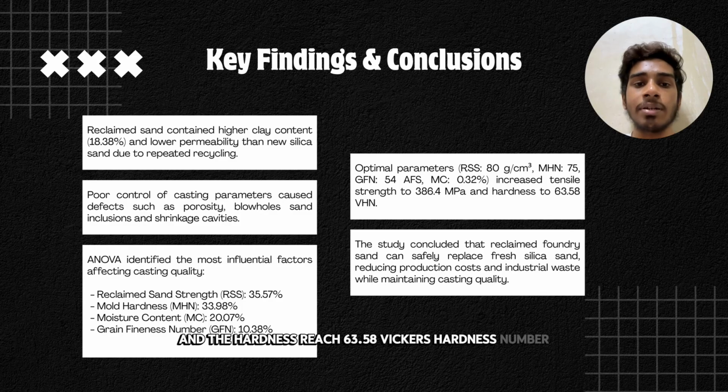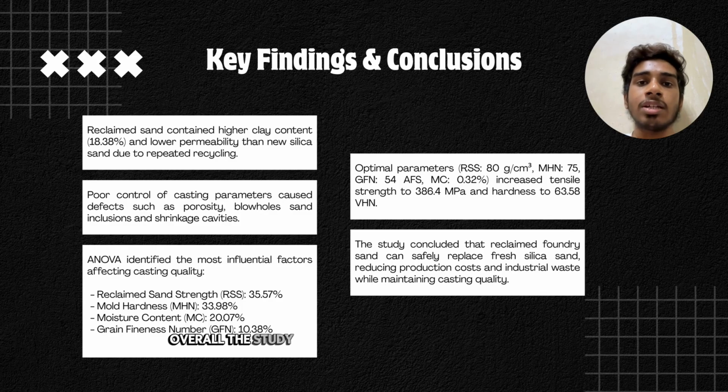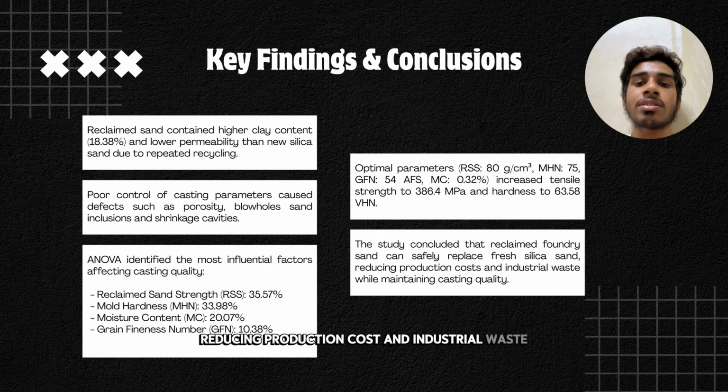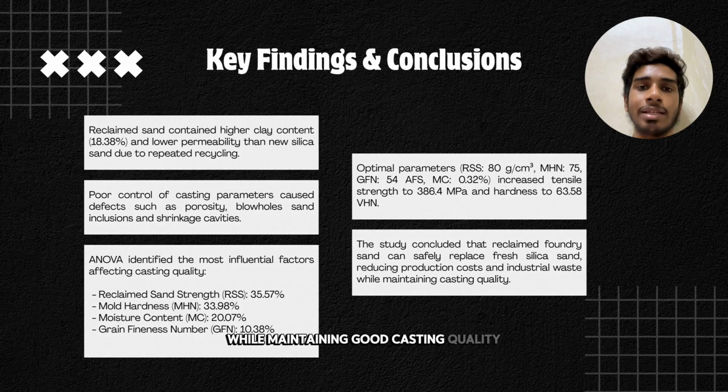By optimizing these parameters, the tensile strength increased to 386.4 megapascals and the hardness reached 63.58 Vickers hardness number. Overall, the study concluded that reclaimed foundry sand can effectively replace fresh silica sand, reducing production costs and industrial waste while maintaining good casting quality.